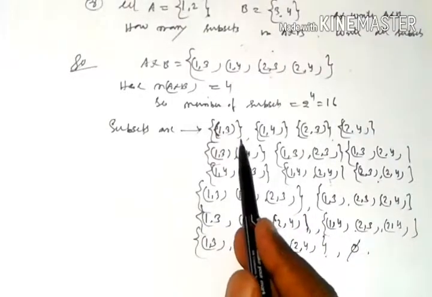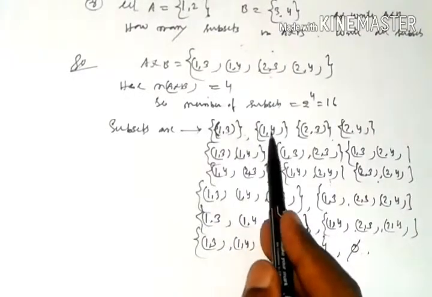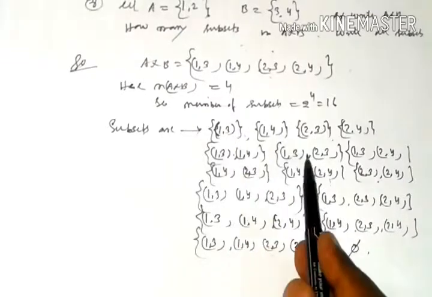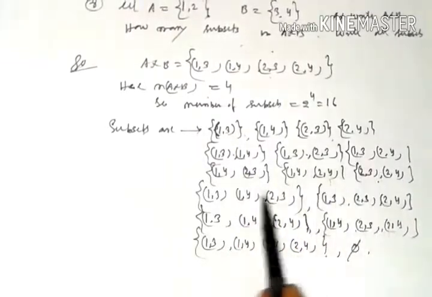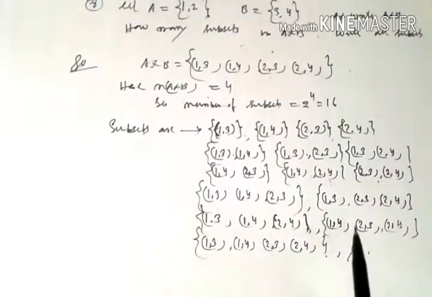Number of subsets, we count it: 1, 2, 3, 4, 5, 6, 7, 8, 9, 10, 11, 12, 13, 14, 15, 16. So this is all about the Cartesian product. Next class I shall discuss relation and function.